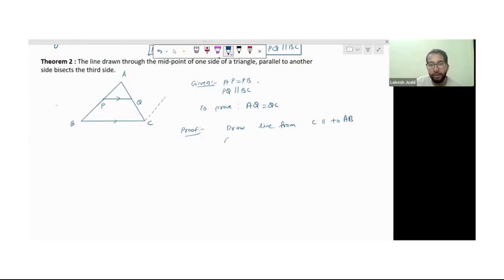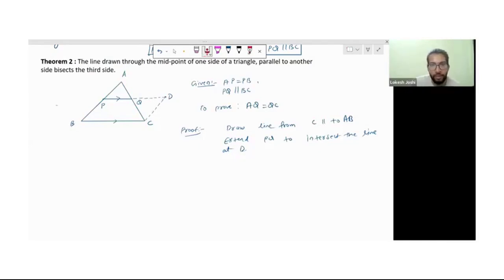Okay, and after that, extend PQ to intersect the drawn line at the point D, which means we have to extend this, and this point is D. Okay, now what we have to do: if we prove the congruency of triangle APQ and triangle CQD, then we can directly say by CPCT these two sides are equal and we are done.